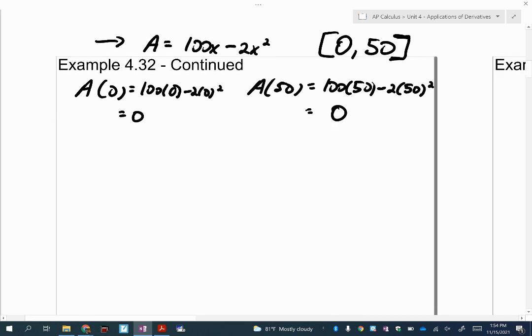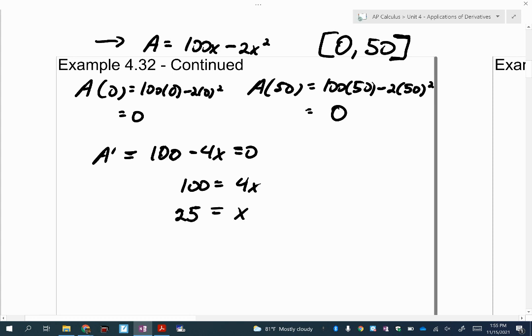It doesn't matter that they're the same, but now I care about finding the critical values, which is going to be that derivative again, 100 minus 4x, set equal to 0. Okay, 100 equals 4x, or x equals 25. So an x value of 25 would maximize the garden area, and keep us within the constraint that we only have 100 feet of wiring to use.